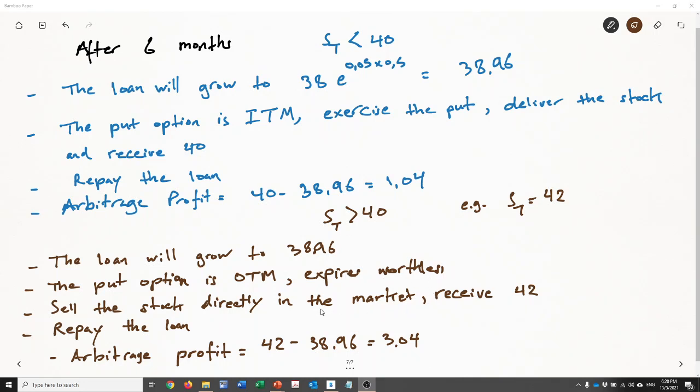However, I still have a loan that I have to pay back. So how can I do this? Well, I will take the stock and sell it directly in the market, which means I will receive 42. I will use part of the 42 to repay the loan, and by doing this I complete all the transactions related to the arbitrage opportunity. So my arbitrage profit will be, I received 42 and I paid 38.96, so the riskless profit will be 3.04.